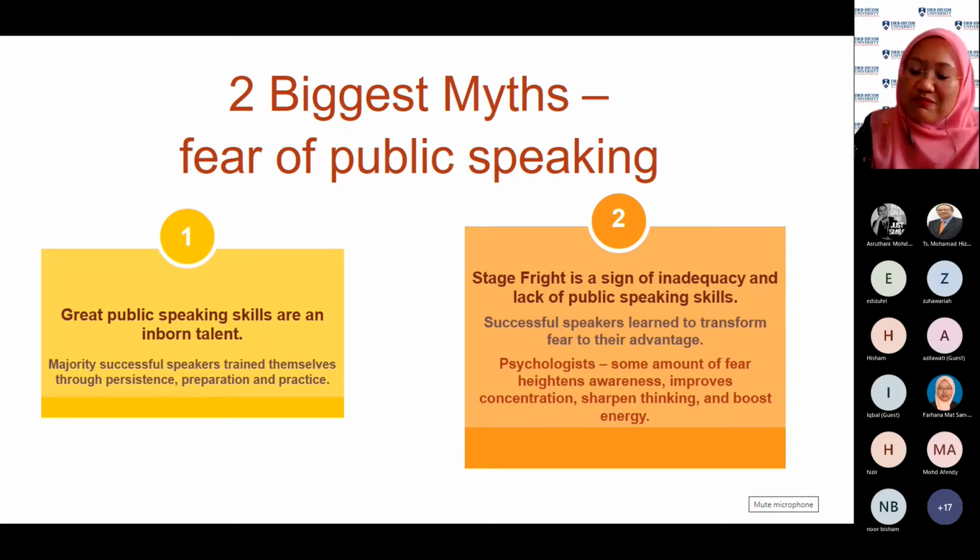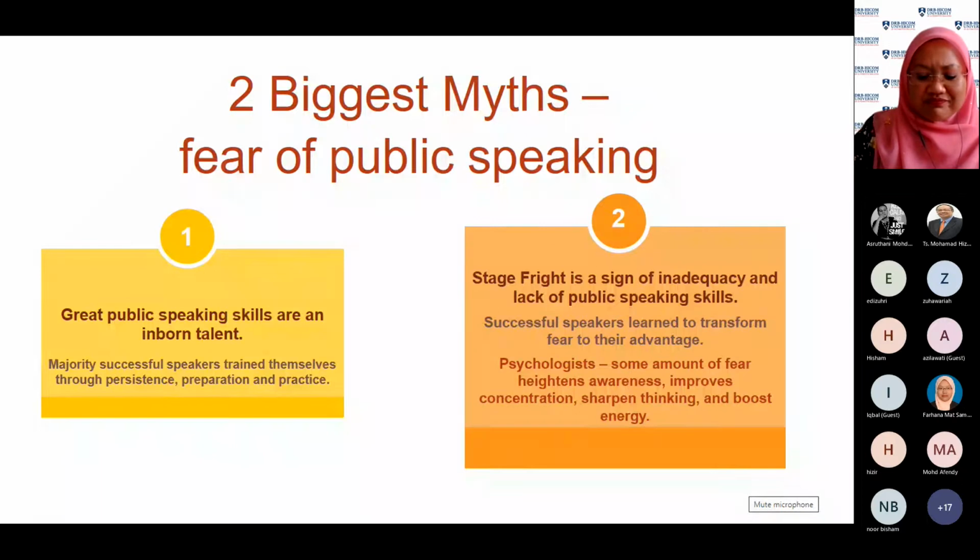All right. Now the second biggest myth would be that stage fright is a sign of inadequacy and lack of public speaking skills. So this is so wrong. Do not say that if you're afraid to take the stage, then you have a lack of public speaking skill. No, it's not. We need a certain amount of fear to get that adrenaline rush. Do you get what I mean? If you do not have a little bit of fear, it would not help you go through the presentation.